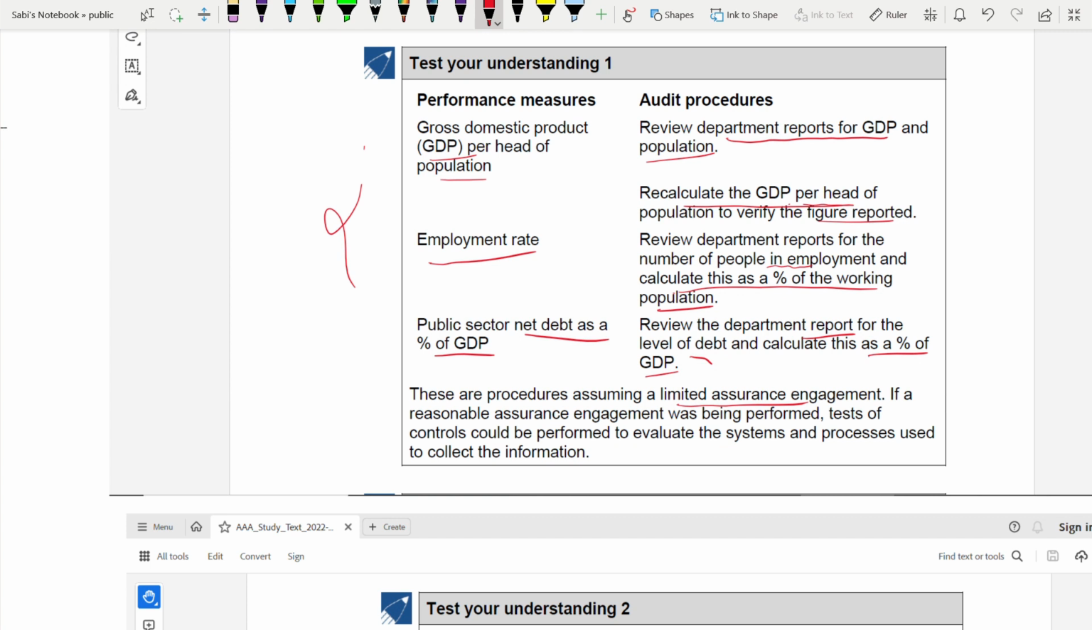How do you know that? Because if it's a reasonable assurance engagement, okay, then you need to perform tests of controls as well to evaluate the systems and process that is used to collect this information. You will be testing the controls also. Then it becomes a part of reasonable assurance. Now, since you are not testing the controls, only gathering evidence to prove GDP per head and net debt as a percentage of GDP, that's why it's limited assurance.